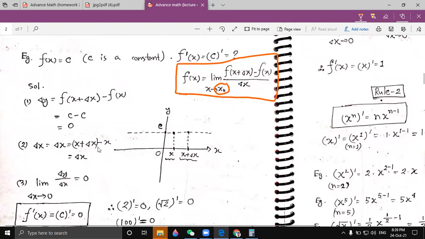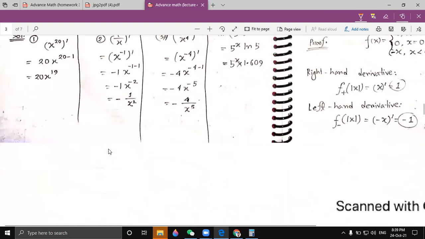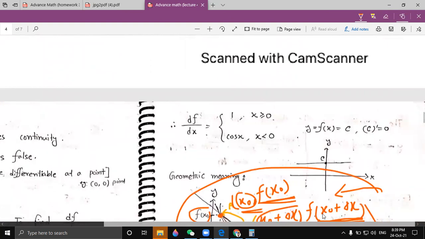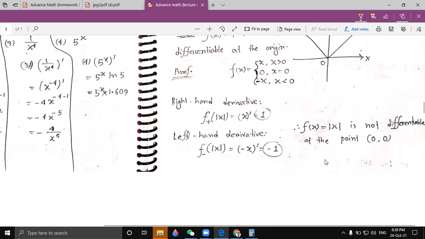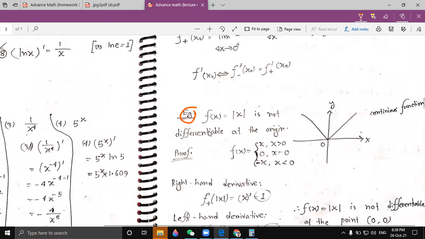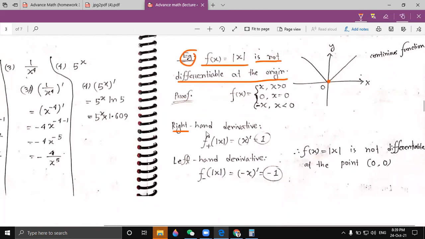And another important thing. If the left hand limit and right hand limit are not the same, then we cannot find the derivative. For example, here we have f of x is equal to absolute value of x. This is not differentiable at the origin. Why? Because you can see the right hand limit and left hand limit are both different. So if they are not the same, that means this function is not differentiable at the 0 point.